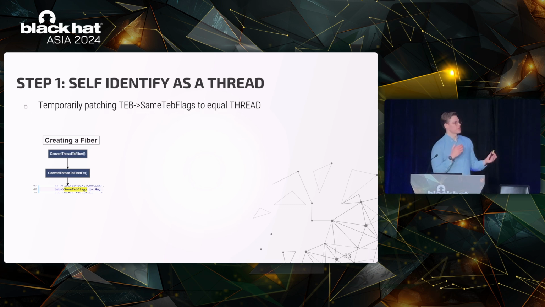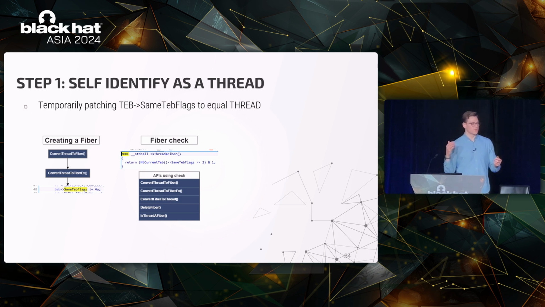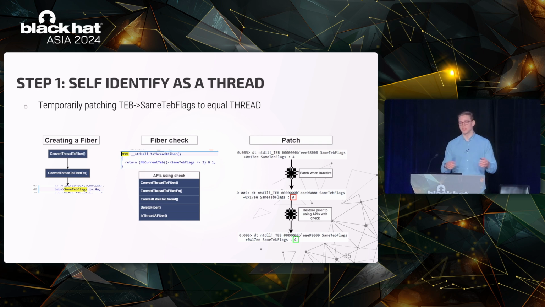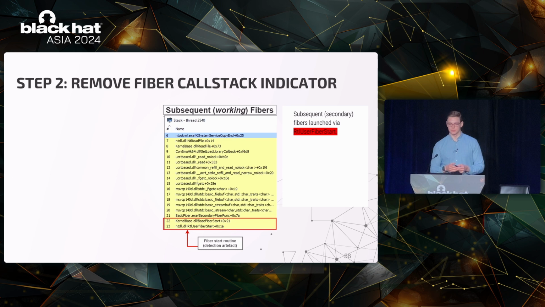So to avoid being targeted, we could masquerade as a thread. To do that, we look at that same TED flags field from earlier. This is the OS's way of distinguishing fibers from threads, and it does that by flipping the 4th bit inside the ConvertThreadToFiber API call. And this check is actually performed in the following fiber APIs. So knowing this, we can temporarily patch that to that of a thread. And then anytime we wish to call those fiber APIs in our payload, we can temporarily switch it back.